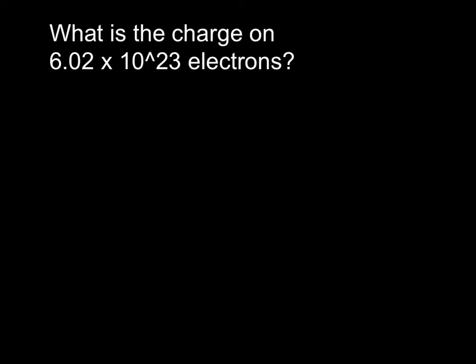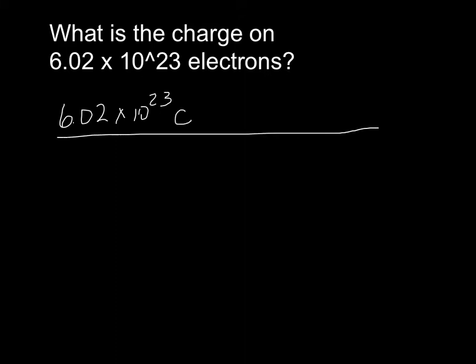So what if we wanted to find the charge on 6.02 times 10 to the 23rd electrons? That number might look familiar. That's a mole of electrons. So we're going to start off with our given, and we know that one electron has a charge of 1.6 times 10 to the minus 19.